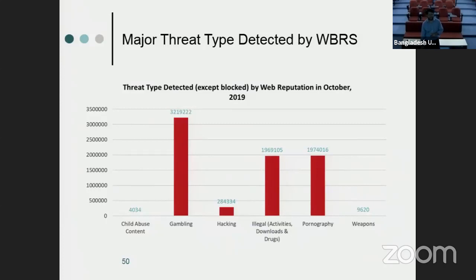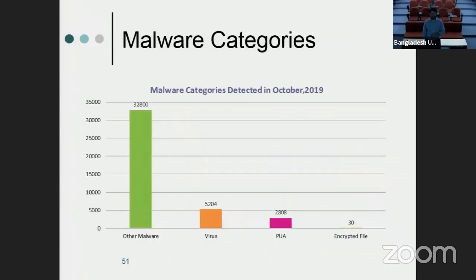Except the blocked traffic, other threats were also detected by the reputation filter. These are other types: gambling, child abuse content, and illegal activities like illegal downloads or copyrighted data. There are some hacking attempts like port scanning, all those things. There is also some data detected as pornographic, and some data related to weapons. Basically, they classify it using the source IP address. So these are the threat types detected in 2019.